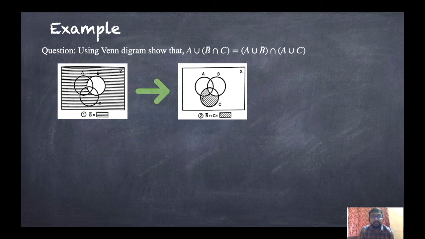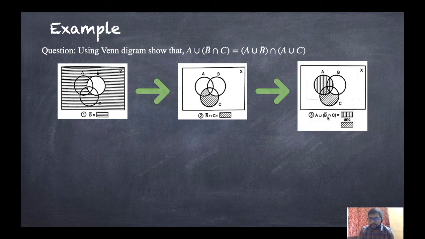Now A union this portion. Here this is the whole of A. So A union (B bar intersection C) will be this one, this and this shaded part. It will be like this. So for the left hand side, this is the resultant figure. Now, if we get the same figure for the right hand side, then it will be proved.